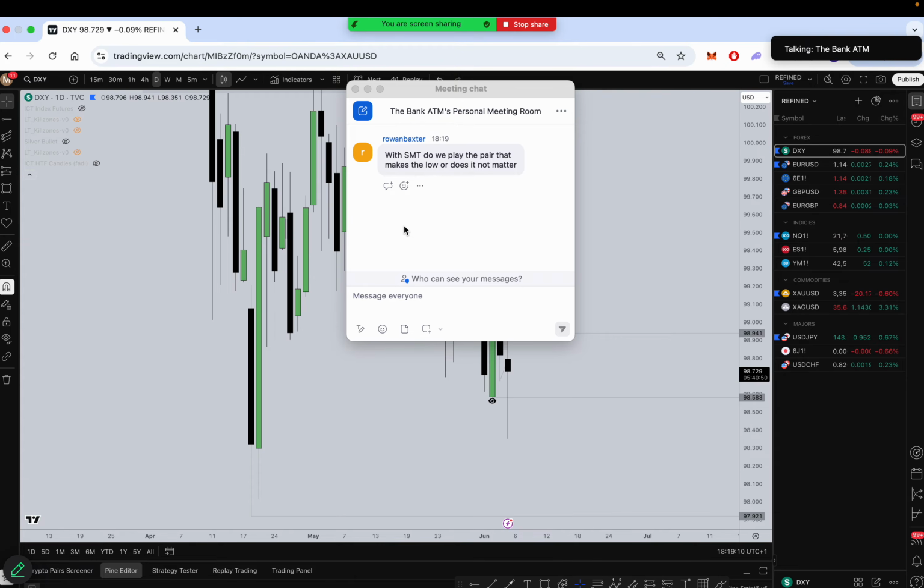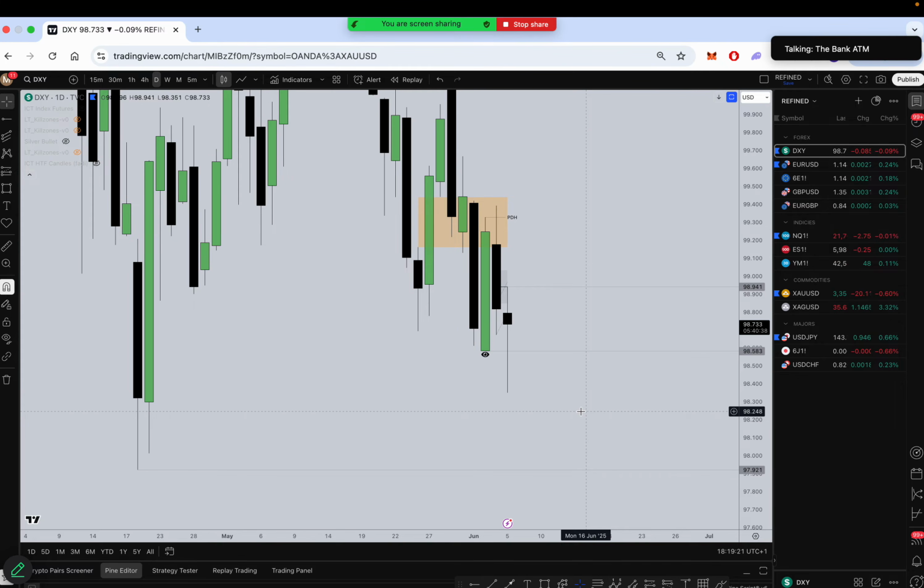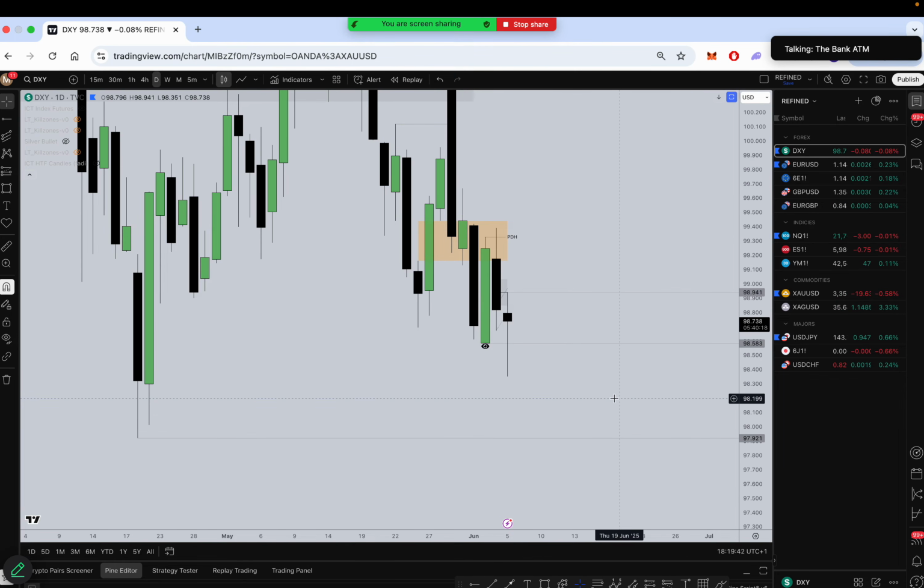With SMT, do we play the pair that makes the low? Yeah, so I used to be really strict, and I was like, oh no, I have to play the one that is the weaker or the stronger, depending on if you're bullish or bearish. Now, to be honest, I don't really mind that much. It's strange, I've seen it so many times where one of them will fly and the other one doesn't. I just play the one that I think looks the best in terms of the setup most of the time, to be honest. Which has the cleanest targets, which just makes sense the most.